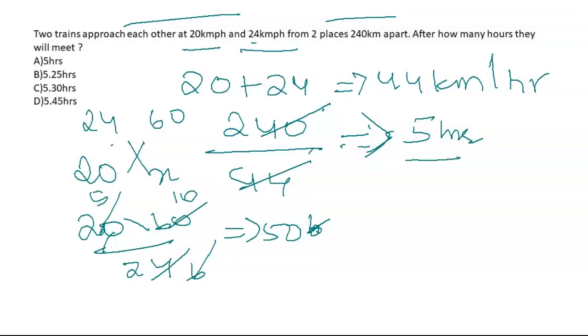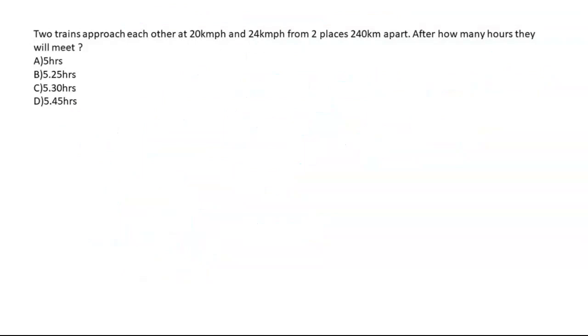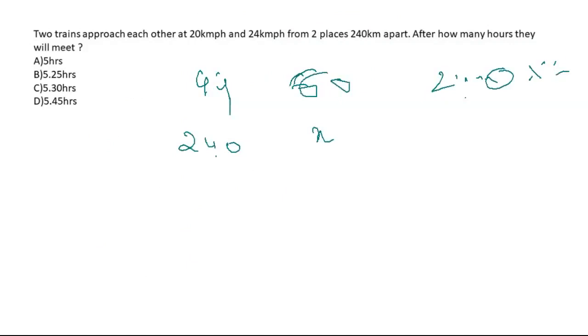So 220 kilometers, 24 kilometers. So 44 kilometers per hour. I'm sorry. So what do we get here? 5 hours and 44 minutes. It's nothing but 44 kilometers for 60 minutes. Then for 240 kilometers, directly we'll get this. It's 240 into 60 divided by 44.